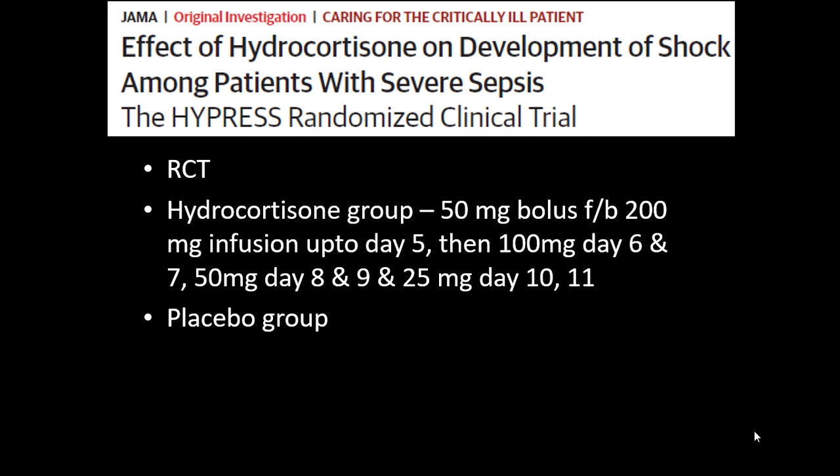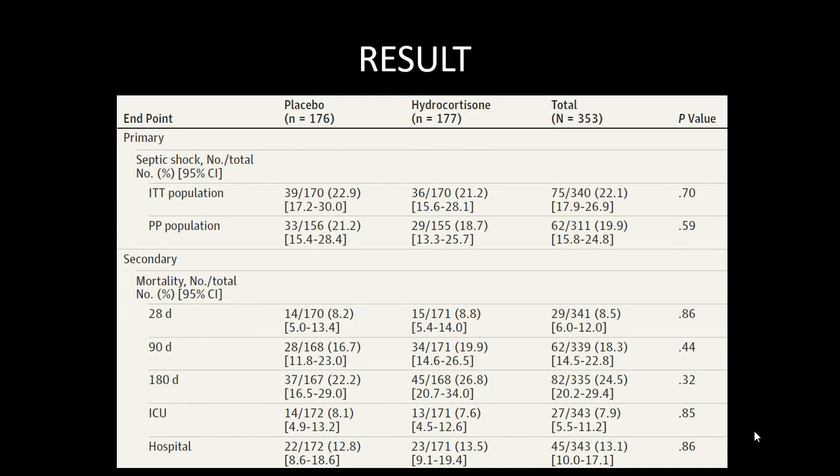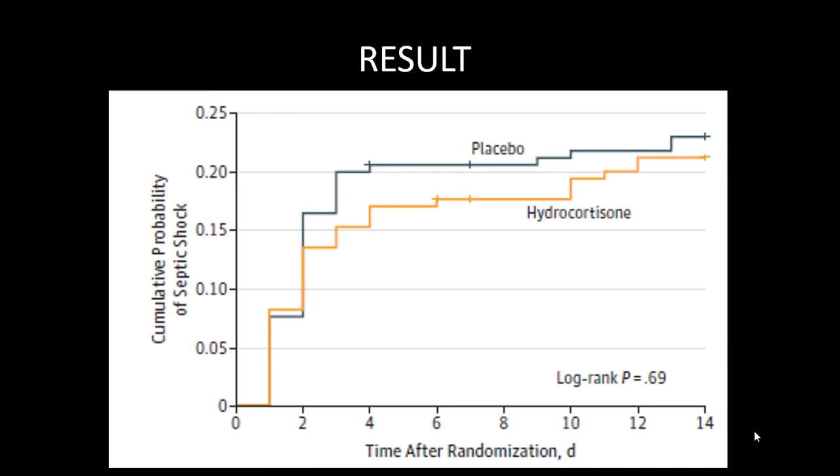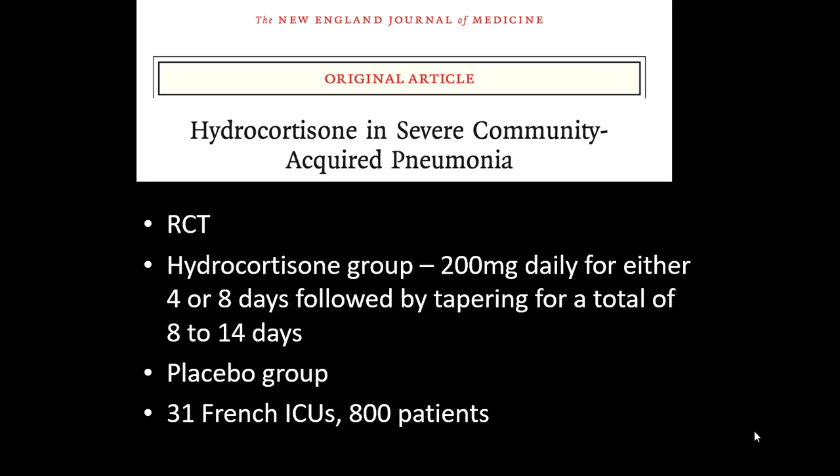Then came the HYPRESS trial, where they looked at the effect of hydrocortisone on development of shock among patients with severe sepsis. On similar lines, hydrocortisone was given as a 50 milligram bolus followed by a 200 milligram infusion up to 5 days. Then they started tapering, and the other group was the placebo group. What they found was that whether the patients were an intention to treat population or per protocol population, there was no difference in shock reversal. There was no difference in any of the mortality data. This trial did not even show an early shock reversal with the help of steroids, and it did not make any difference whether you are giving steroids or no steroids.